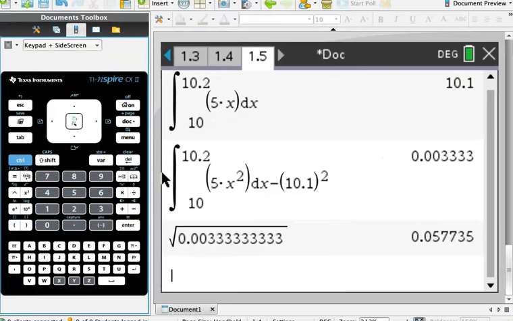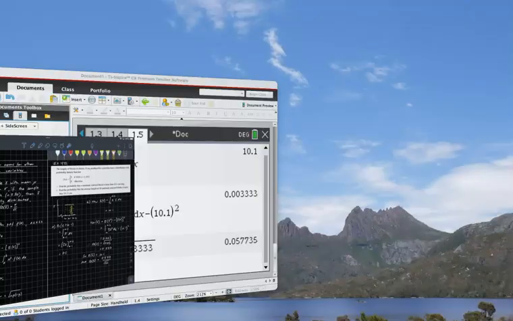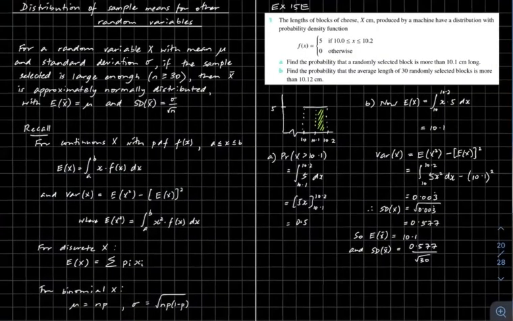So let's go, and maybe we can put this straight into norm CDF. We're trying to find the probability that those 30 randomly selected blocks of cheese are greater than, so we're trying to find the probability x bar is greater than 10.12. So we'll say norm CDF 10.12 up to 10.2.